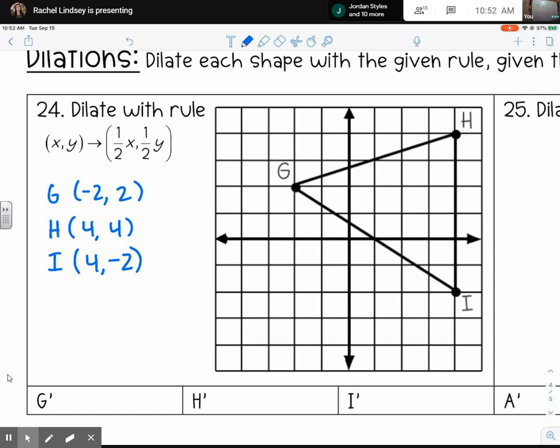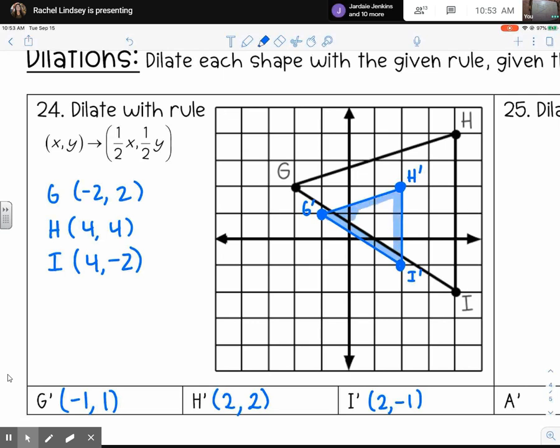So what's half of negative 2? Negative 1, half of 2 is 1. So G prime is at negative 1, 1. What's half of 4? 2. So H prime is at 2, 2. And then I prime is at 2, negative 1. And if you graph that, that is significantly smaller.